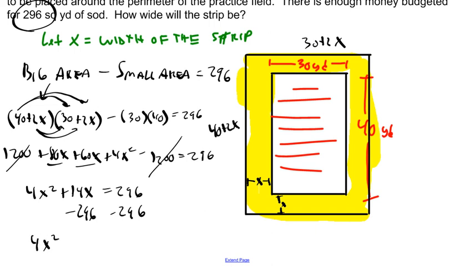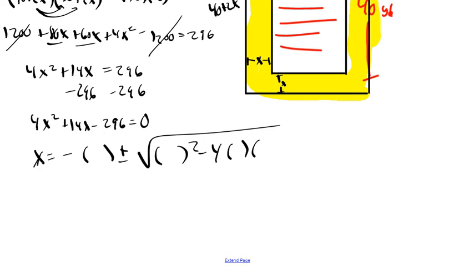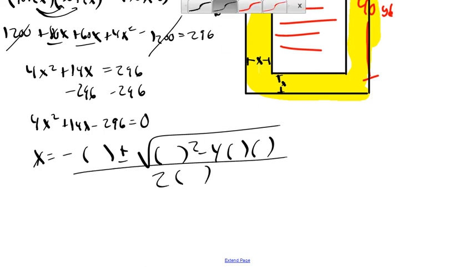And I get 4x squared plus 14x minus 296 equals 0. All right. Quadratic formula has been very, very handy. We can solve all these kind of quadratic problems now. So let's go ahead and plug it in. So x equals negative b plus or minus square root b squared minus 4ac all over 2a.